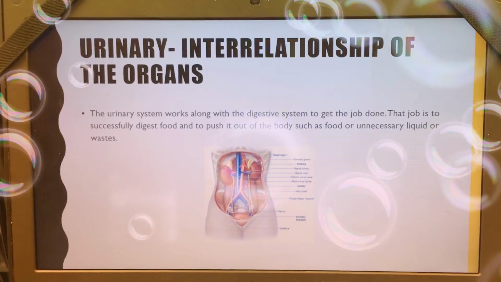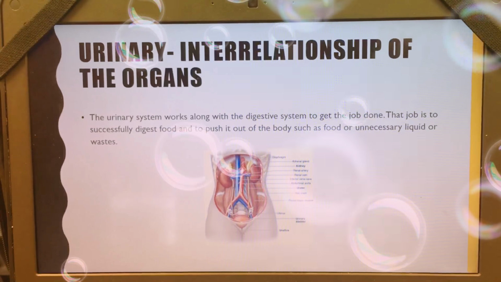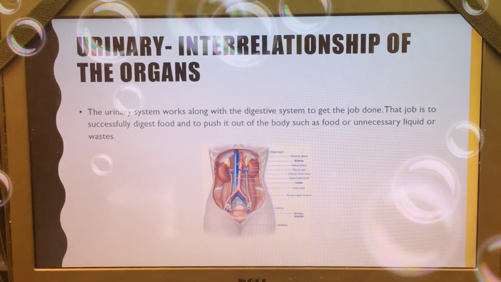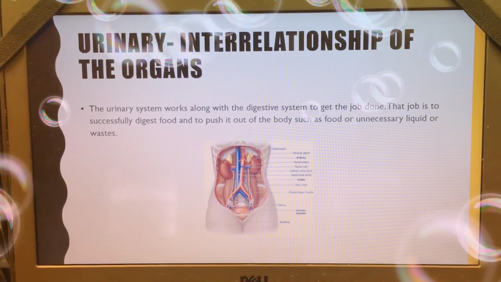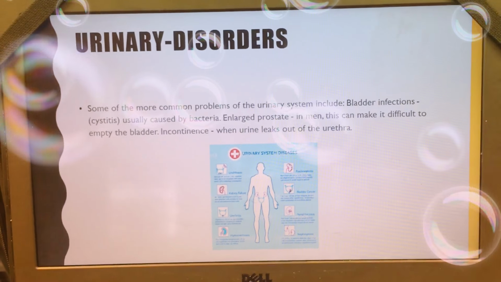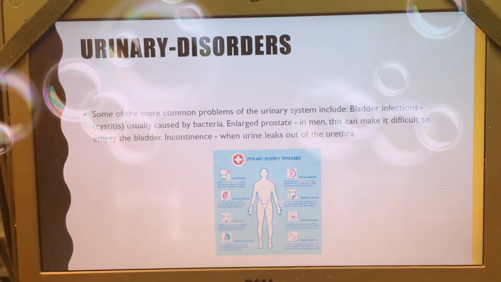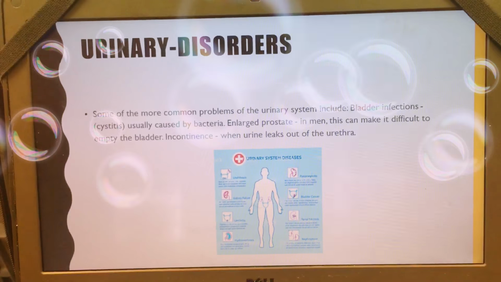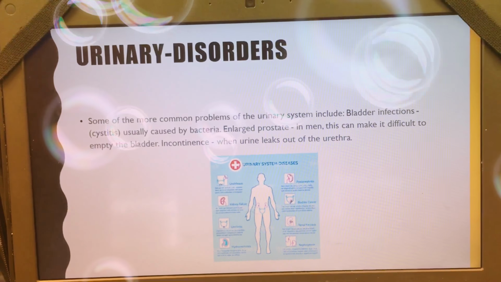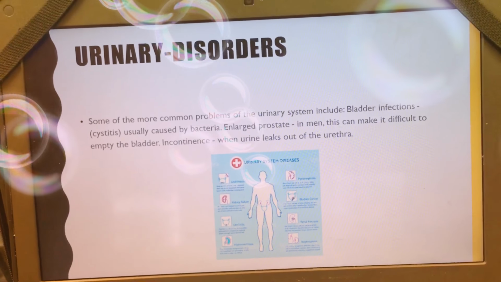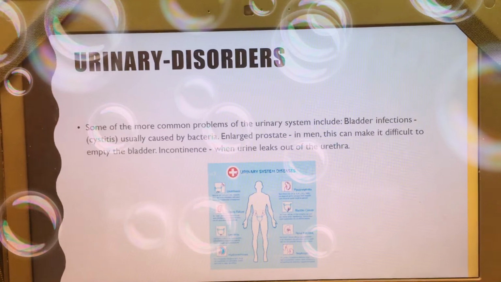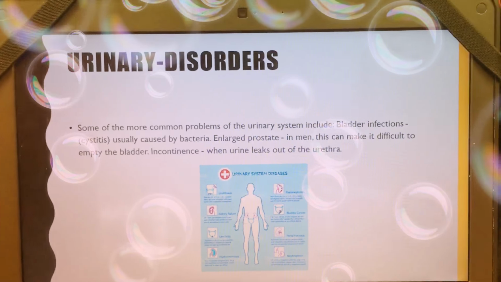The urinary system works along with the digestive system to get the job done. That job is to successfully digest food and to push out of the body unnecessary liquid or waste. Urinary disorders: some of the most common problems of the urinary system include bladder infections, usually caused by bacteria, and enlarged prostate in men, which can make it difficult to empty the bladder. Incontinence is when urine leaks out of the urethra.